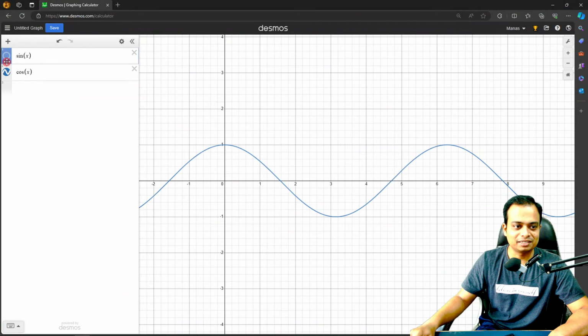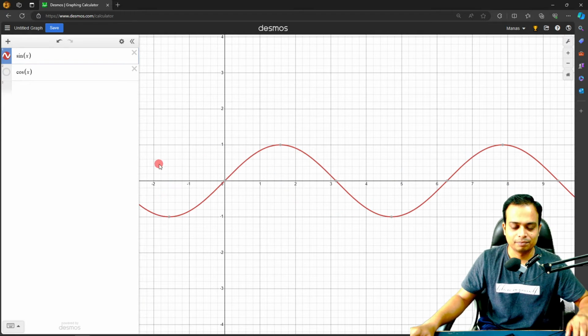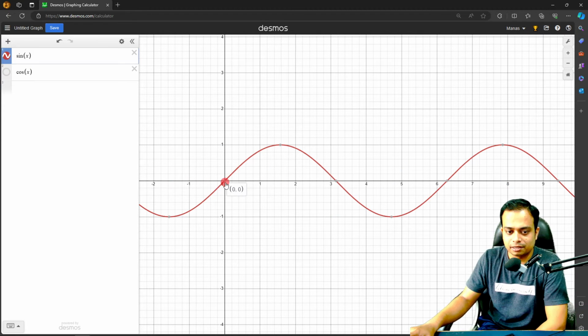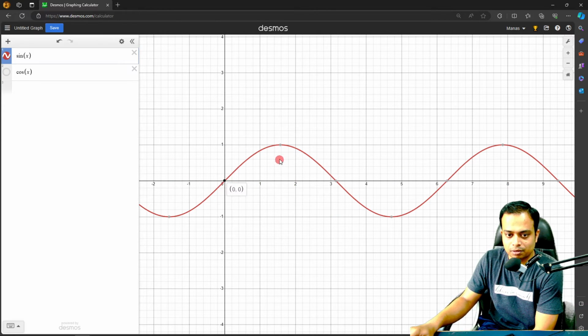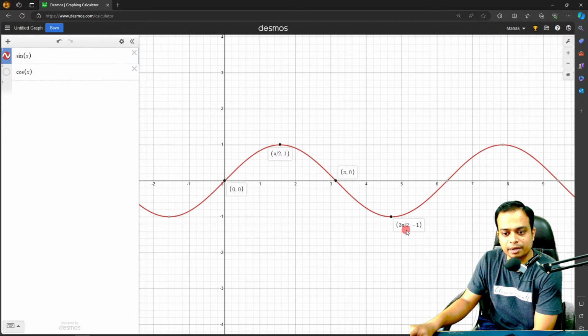Let me show this to you. Let us start with sin x. This is at 0. At pi by 2, the value of sine is 1. At pi, the value is 0. Somewhere here at 3 pi by 2, the value is negative 1. And again at 2 pi, the value is 0.